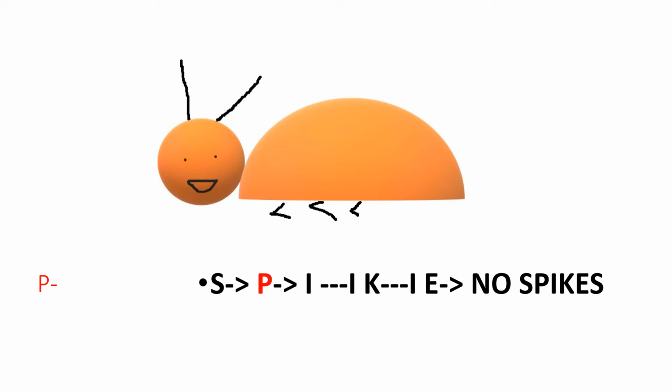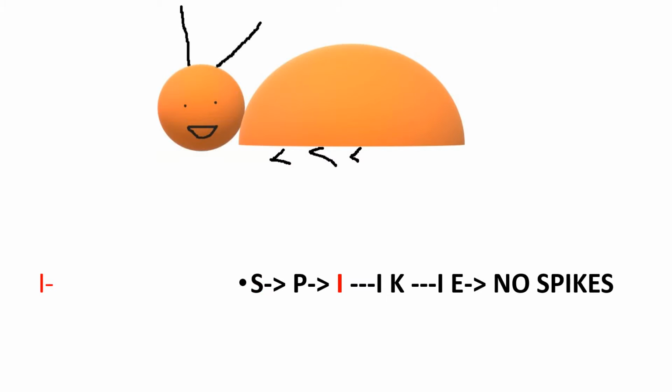Will we have spikes if the pathway lacked P? If the pathway lacked P, it cannot promote I. I then cannot inhibit K, but K inhibits E. Since we know that E promotes the formation of spikes and here K inhibits the activity of E, so we will not have ectoderm spike cells in this mutant strain.